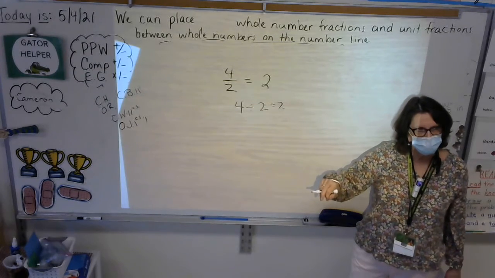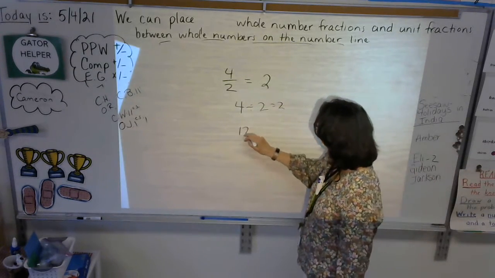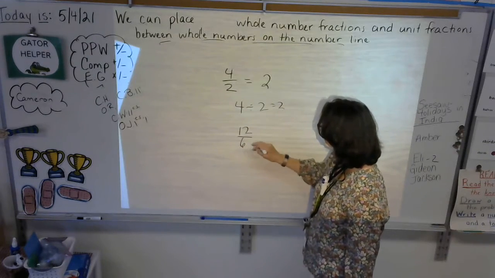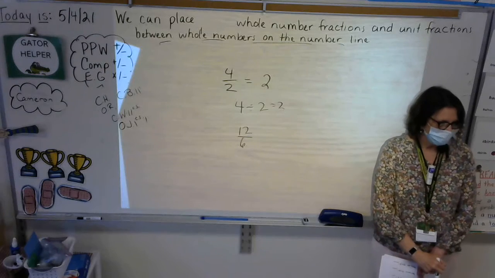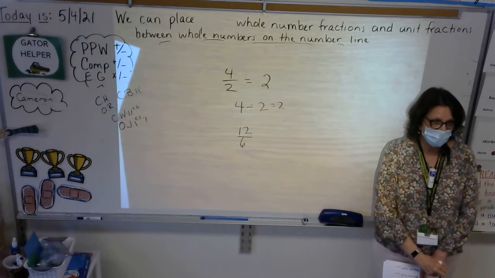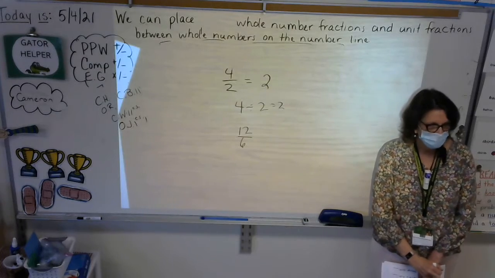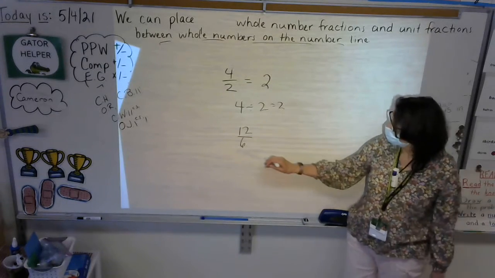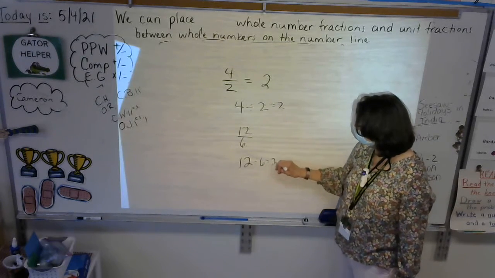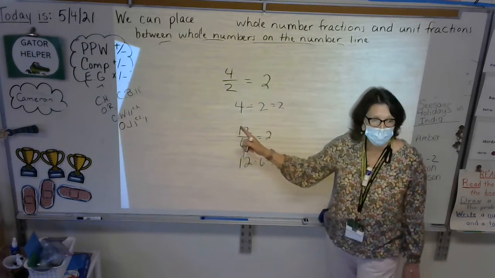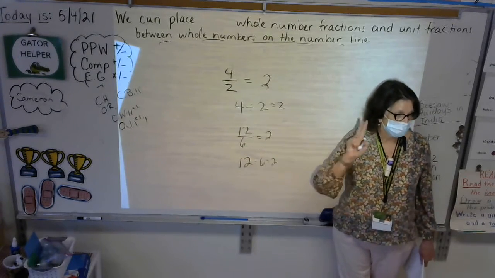12/6. What division sentence would you write for 12/6? So in other words, all of these are whole number fractions. We're finding the whole number where we would find them on the number line. Very good. 12 divided by 6 equals 2. So if you wanted to know where you're going to find 12/6 on the number line, guess what? You're going to find it at the whole number 2.